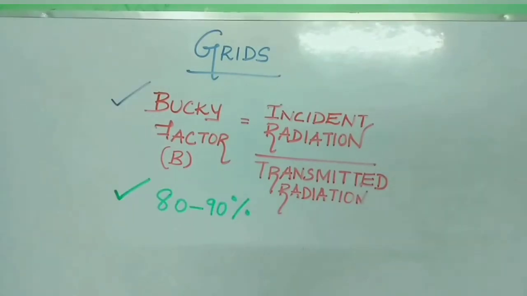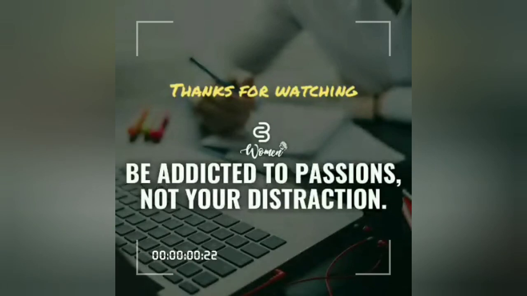The major advantage associated with the use of a grid is that it removes 80 to 90% of scattered radiation. The major disadvantage is that it needs increased exposure time, approximately double compared to that used in the absence of a grid. Because of this increase in exposure time, a grid should be used only when improved image quality and high contrast are necessary. So this is all about grids.